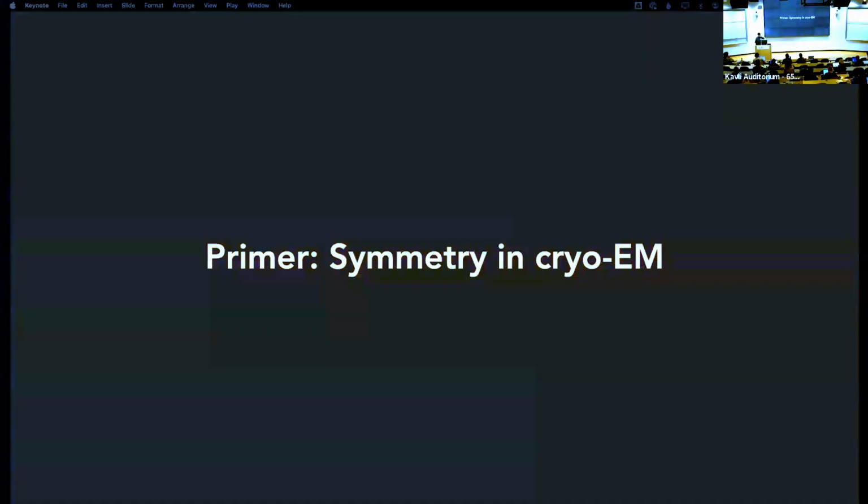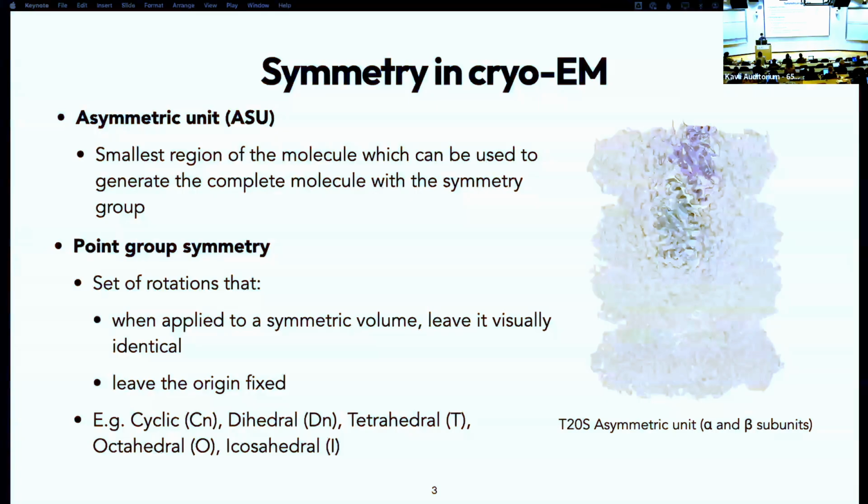Before I launch into things, I'm just going to cover some very basic terms concerning symmetry in CryoEM, just to help contextualize the talk. Some of these will be reviewed from earlier today for sure, but I use a few of these terms throughout the case study, so I just want to touch on them right now. In the context of CryoEM, typically we call the asymmetric unit the smallest region of the molecule which can be used to generate the complete structure together with the symmetry group. And of course, this only applies to symmetric molecules.